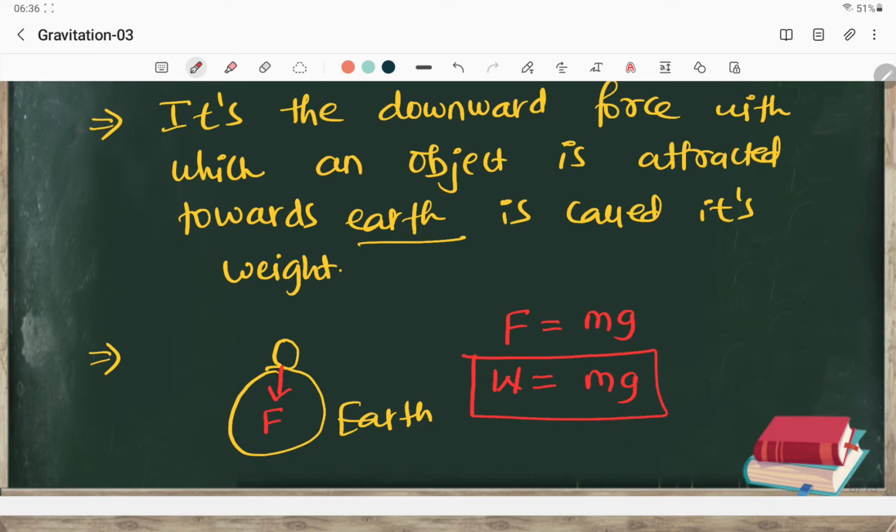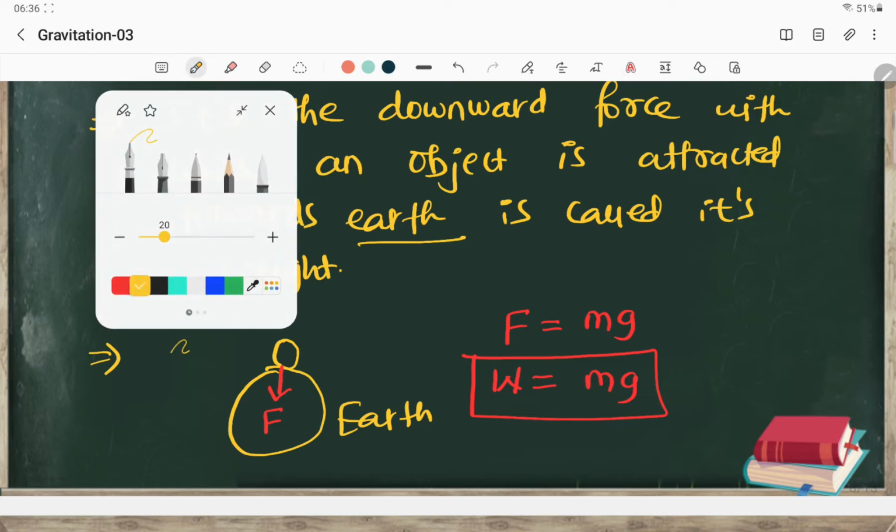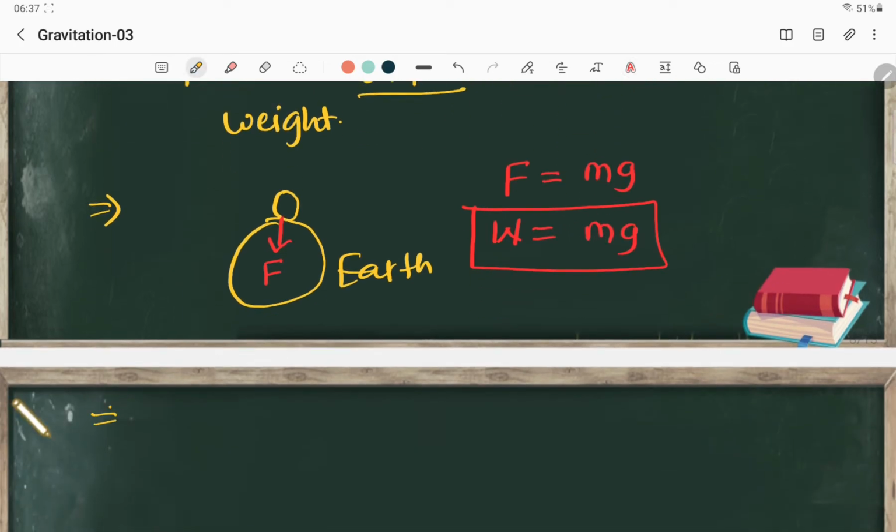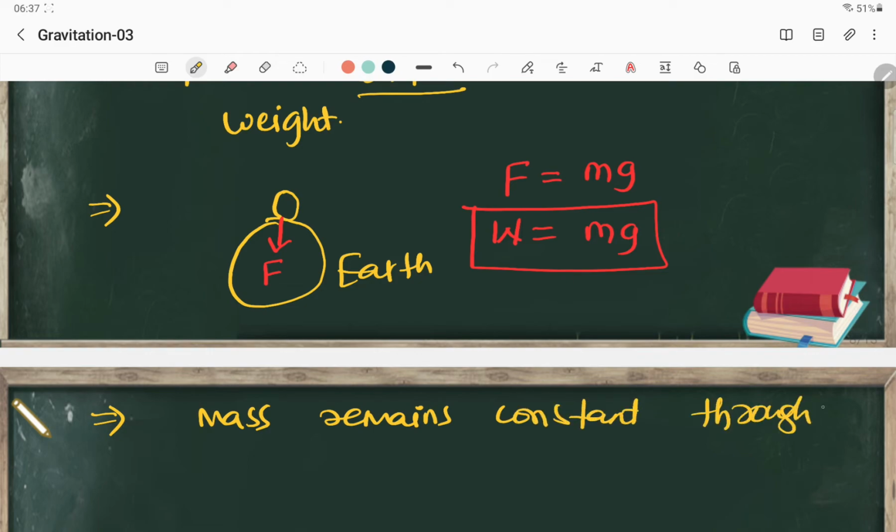So that's why weight changes from place to place. For example, this mass won't change. This mass is constant, I told you at the start of the chapter. Whatever this mass is, mass remains constant throughout the universe. It does not change.